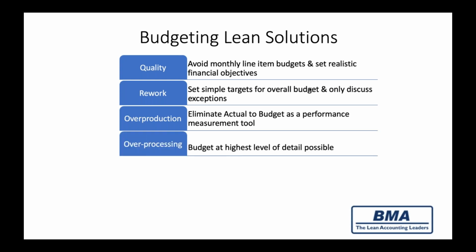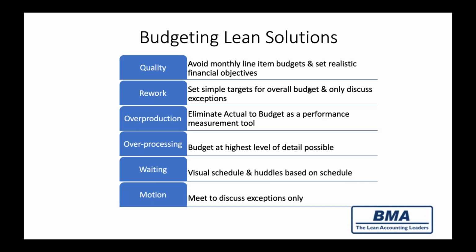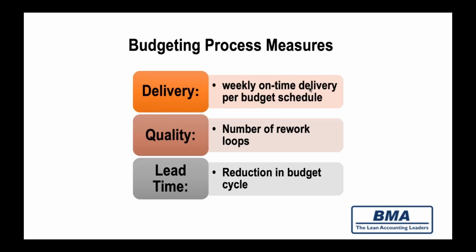Over processing, budget at the highest level of detail possible. Can you budget at the department level, not break it down for the year, not break it down by line item, by month, by department? Create a visual schedule and huddle meetings based on this schedule. Meet to discuss exceptions only and have lots of joint meetings. What should we measure? We want to measure on-time delivery per the schedule.